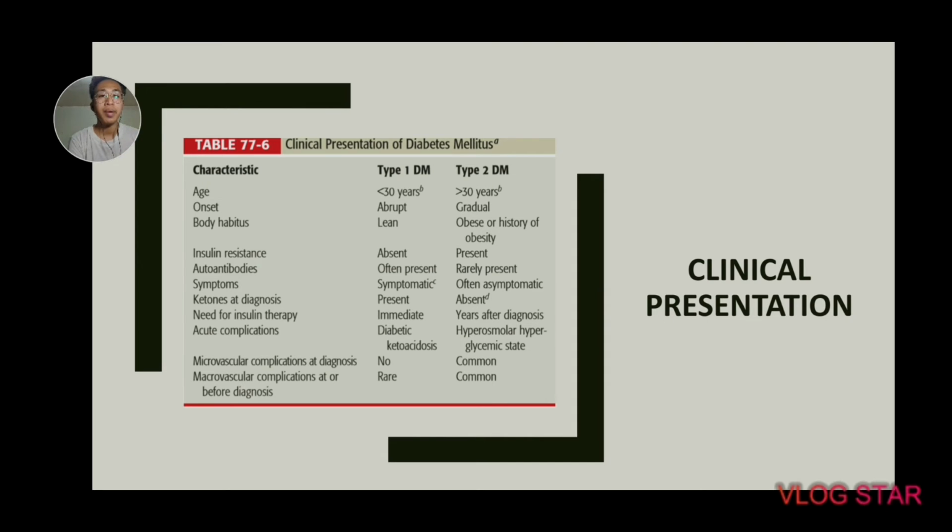This is just another comparison picture. We don't need that.